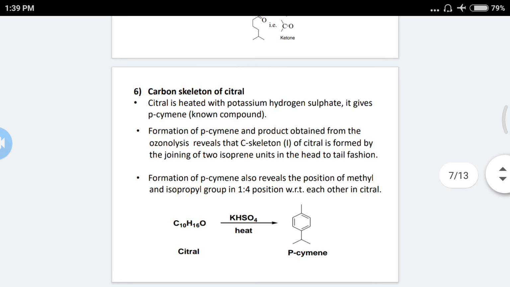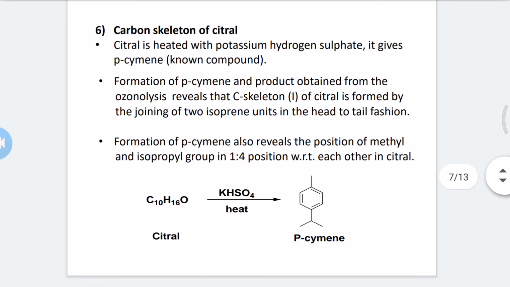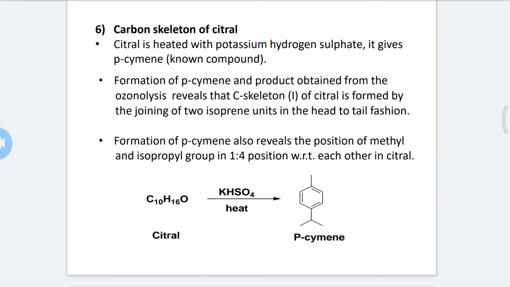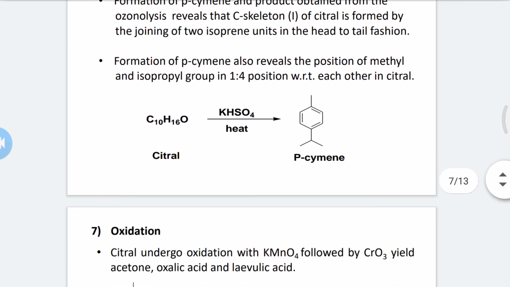Next is the carbon skeleton in the citral molecule. Citral is heated with potassium hydrogen sulfate, KHSO4, with heat, to form p-cymene. What is the difference between cymene and p-xylene? In p-xylene, 1,4-dimethyl groups are present, but here one methyl group is substituted by an isopropyl group. So citral reacts with KHSO4 and heat to form p-cymene.